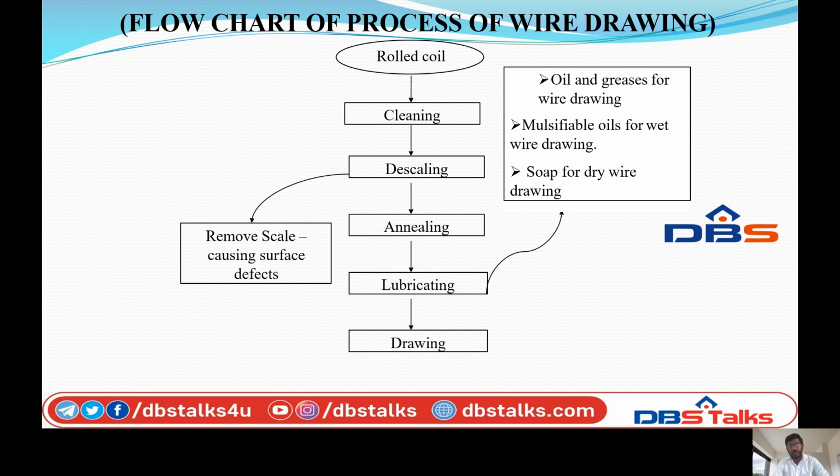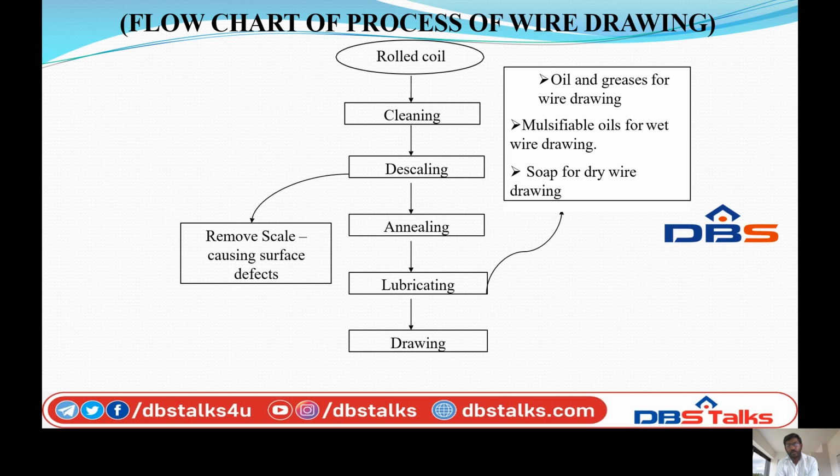Next, the flow chart of the processing of wire drawing. So the wire drawing process: the first one is a rolled coil. Then coming to cleaning purposes. Next, coming to descaling. Descaling means removing scales causing surface defects. Next, coming to the annealing process. So the annealing process is completed. Next, go to lubricating.